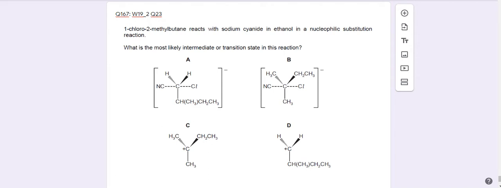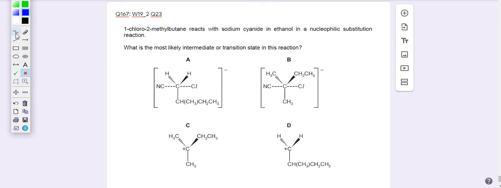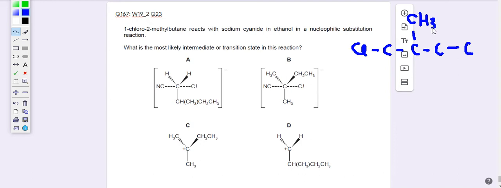First of all, I would like to draw the structure of 1-chloro-2-methylbutane. The reason I'm doing this is because I want to know whether 1-chloro-2-methylbutane is a primary or tertiary halogenoalkane. Butane, 4 carbon atoms, 1-chloro, put Cl on the first carbon, 2-methyl, on the second carbon there's a methyl group. The rest will be hydrogen.